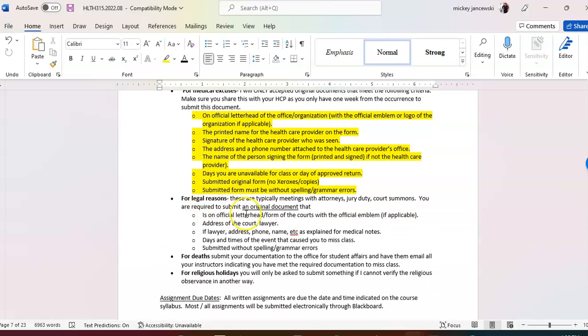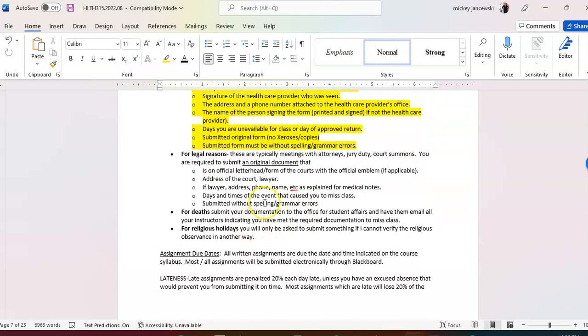If you have a legal issue, this is what's there. Deaths, you submit through the Office of Student Affairs, and they send all of your instructors' information. And for religious holidays, I usually am able to research that online. Sometimes there are other reasons that I personally excuse, and if you feel that you have a possible excusable reason to miss class, it's better to ask and have it excused or have me deny it than to not ask at all.